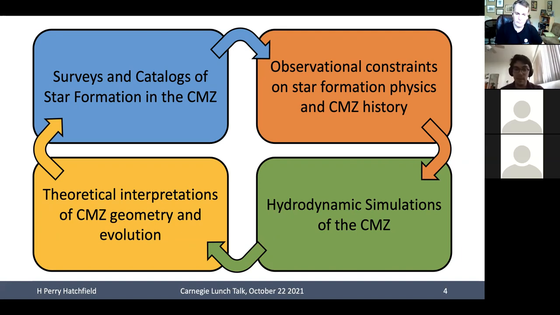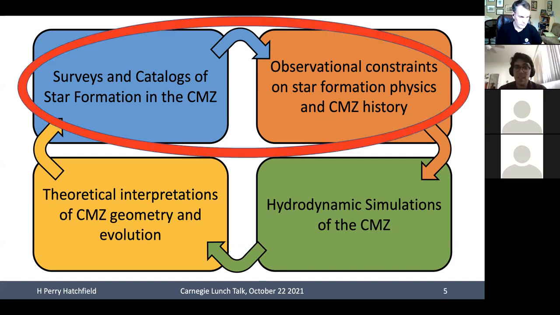We can then use those simulations to explore the time domain evolution of molecular clouds and star formation within this extreme environment, and then use those to inform what sorts of observations we take to further constrain the physics of star formation. So hopefully through this cycle, we continue to build towards a self-consistent understanding of star formation as a function of environment. I'm going to start out mostly talking about the observational side of things after briefly introducing the open science questions and interesting phenomena that we observe in the Milky Way's galactic center.